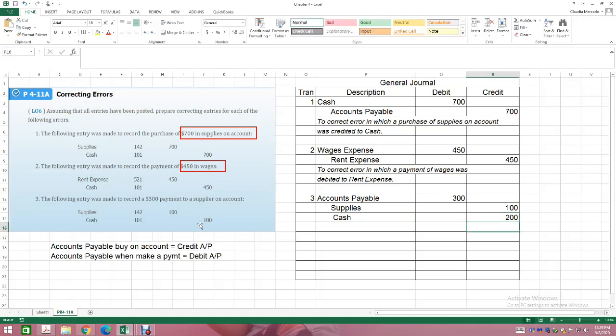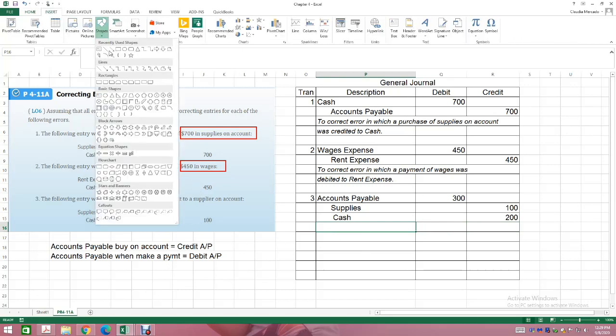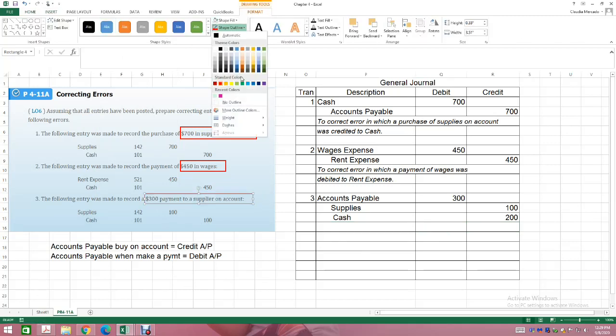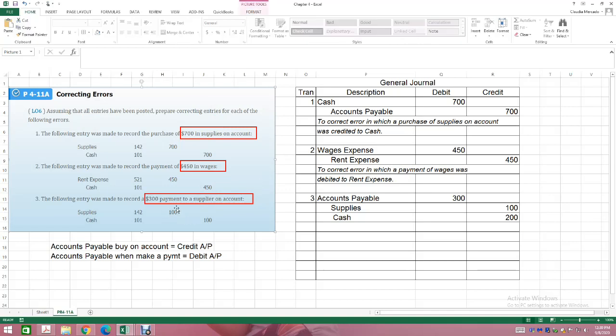This is a little bit more complicated because the cash account was done for the incorrect amount and the supplies account was incorrectly used, so it had a little bit more challenge to it. But it's just a matter of understanding. You're making a payment to a supplier for $300. It says $300 payment to a supplier on account, yet on your cash you're only paying $100. So you shorted that supplier by $200, and you need to make an adjustment for that.